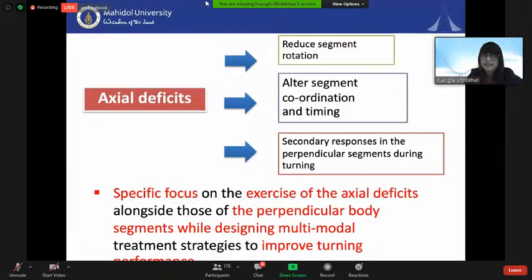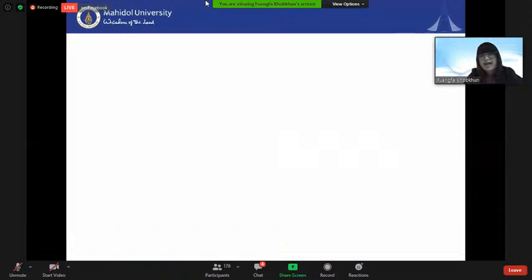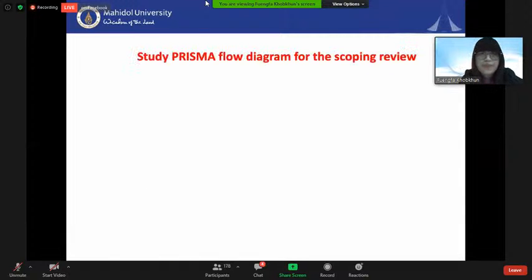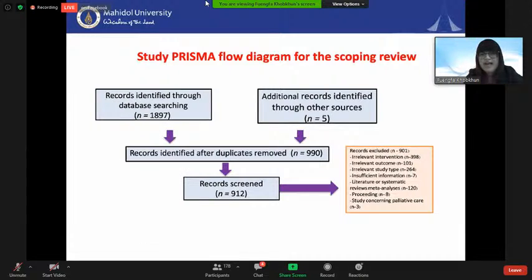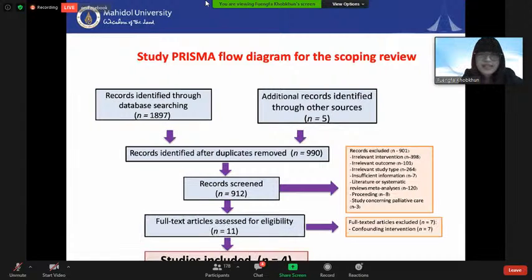Before I constructed the exercise, I did a scoping review. You know a review, right? There is the systematic review, the meta-analysis, and I did a scoping review. A scoping review is scoped to the topic that you want, but the process is the same as a systematic review. I included only 4 studies that focused on axial rigidity.